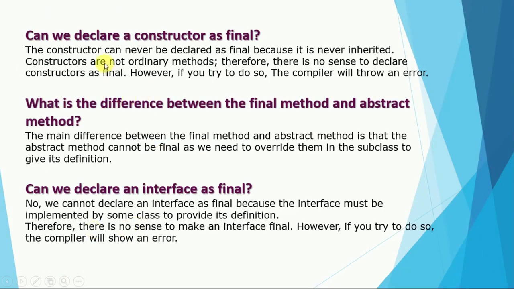So can we declare a constructor as final? A constructor can never be declared final because it is never inherited. We already discussed this in our previous slide, so it will throw an error. What is the difference between a final method and an abstract method? The main difference is that an abstract method cannot be final, as we need to override it in the subclass to give its definition. So an abstract method cannot be final.